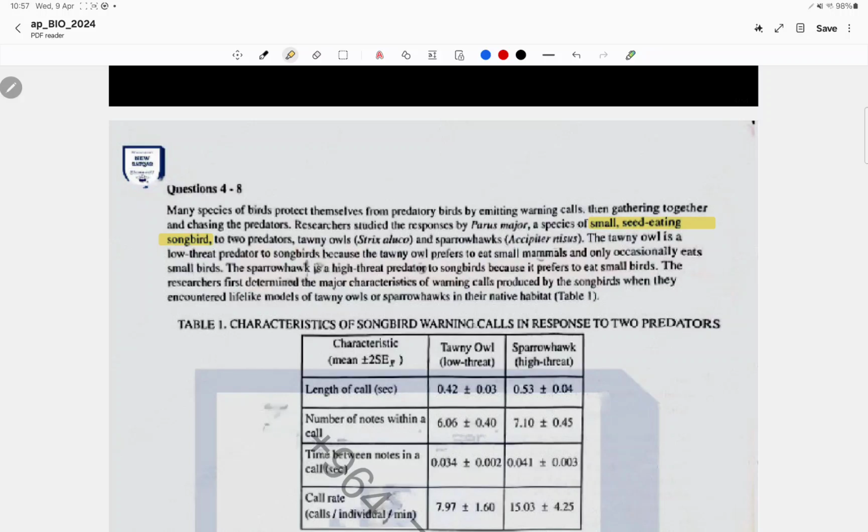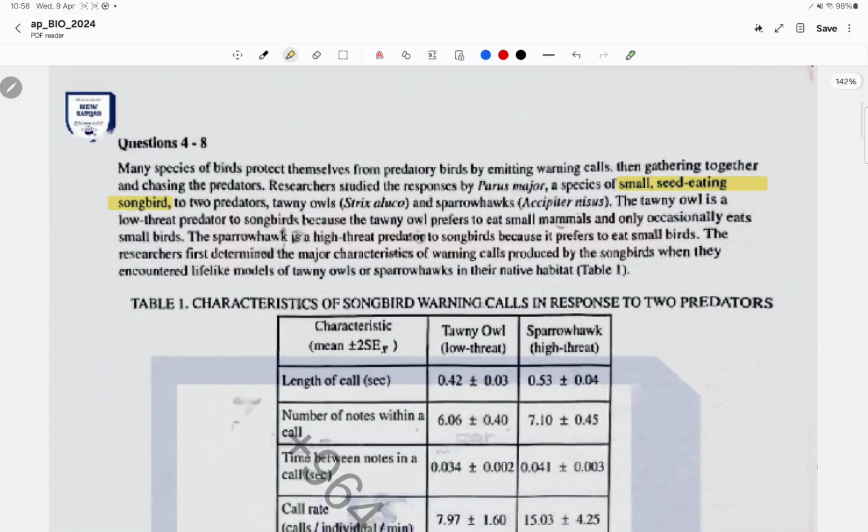Okay, now why? Because the tawny owl prefers to eat small mammals, maybe like mice, let's say, and only occasionally eats small birds. But the sparrowhawk is a high threat predator. That means when they spot one, they must emit lots of warning signs or warning songs. Now, the researcher first determined the major characteristics of warning calls produced by the songbirds when they encountered lifelike models of tawny owl or sparrowhawk. So they did not use real predators, they just used lifelike models.